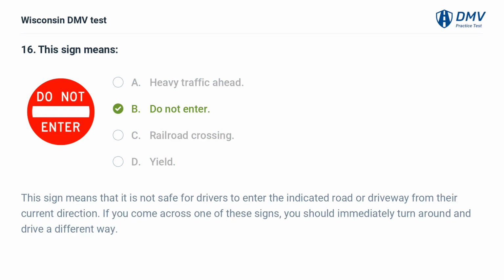B. Do not enter. This sign means that it is not safe for drivers to enter the indicated road or driveway from their current direction. If you come across one of these signs, you should immediately turn around and drive a different way.